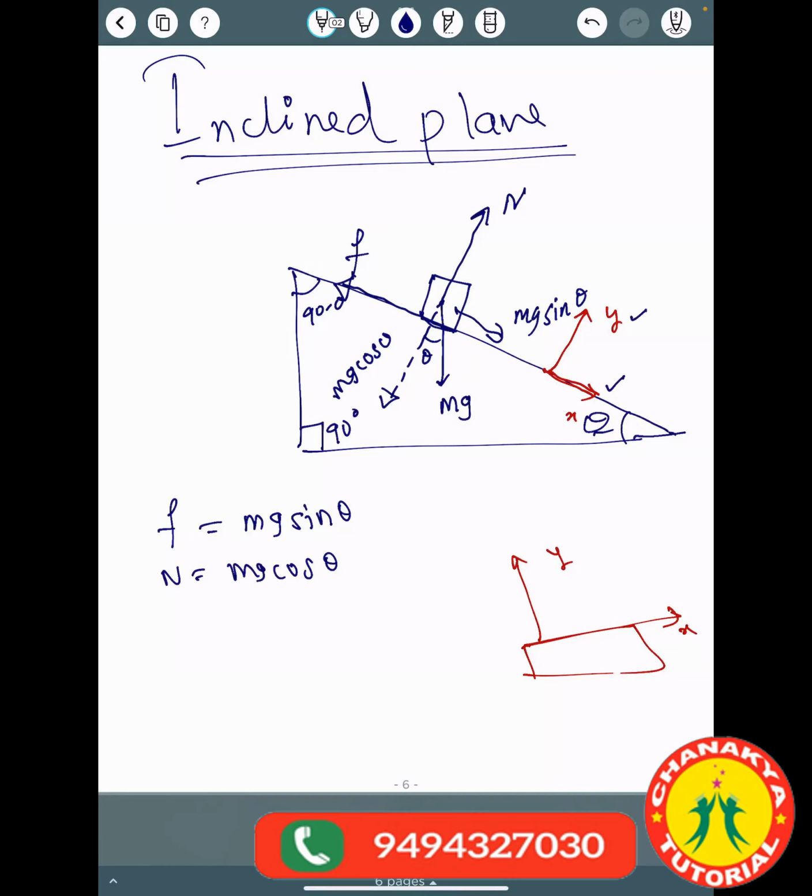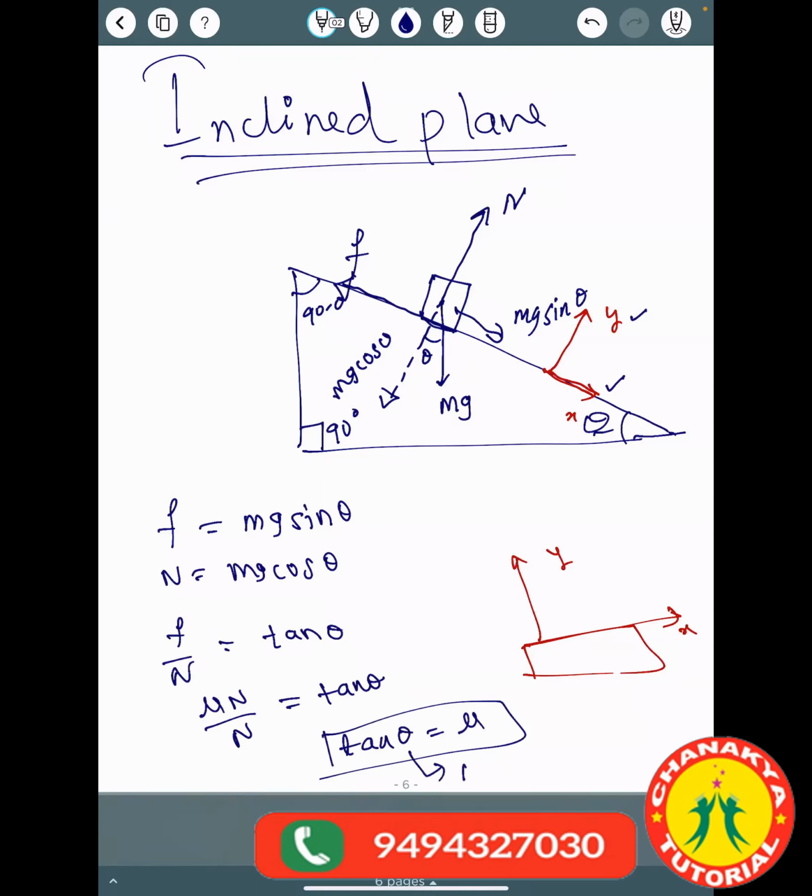So now if I divide these two, f by n is equal to tan theta. Correct? Now f can be written as mu times n, divided by n, is equal to tan theta. And that means tan theta is equal to mu. So if anything is at rest on the inclined plane, that particular angle is called the angle of repose. This theta is called the angle of repose.